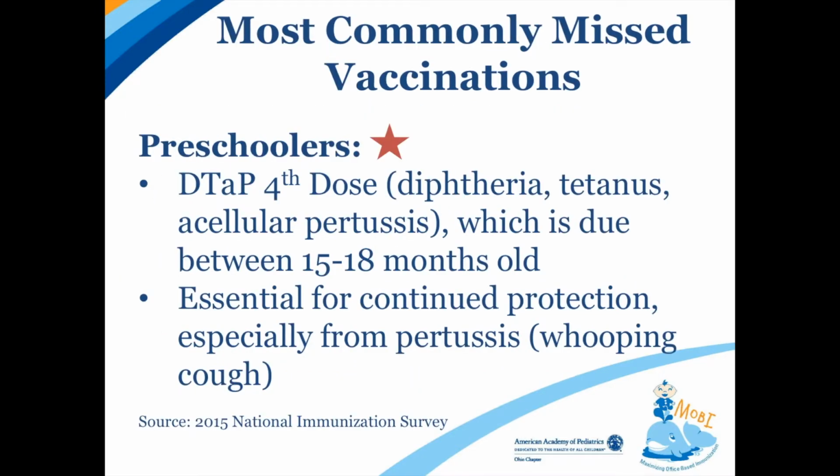There are some commonly missed vaccinations for preschoolers. Please note the red little star there. This is important information. So the DTaP fourth dose, which is, as I've said, the diphtheria, tetanus, and acellular pertussis vaccine, is typically due between 15 and 18 months old. So this one tends to be one that is missed. It is essential for continued protection, especially from pertussis. And what is pertussis? It's whooping cough. So that is what we're protecting these children against.